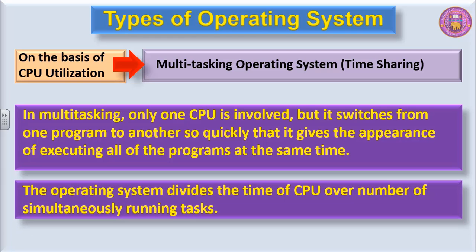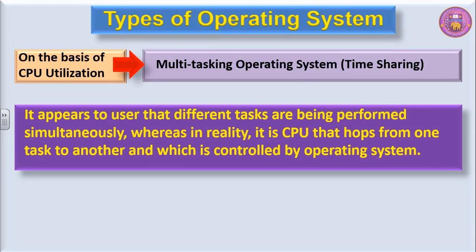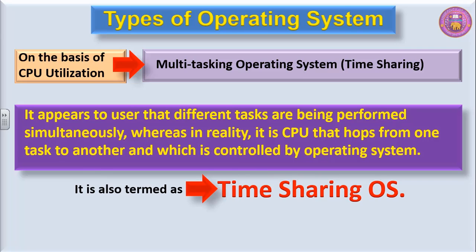The operating system divides the time of CPU over number of simultaneously running tasks. It appears to user that different tasks are being performed simultaneously, whereas in reality it is CPU that hops, that jumps from one task to another, and which is controlled by operating system. It is also termed as time sharing operating system. The operating system divides the time of the CPU among different processes.